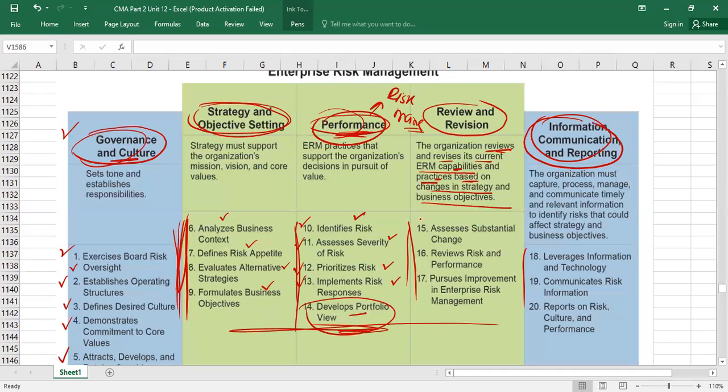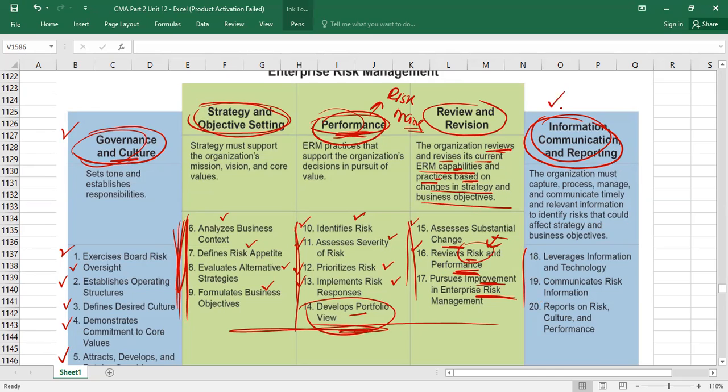So for that, we have three principles. First of all, assess substantial changes. Like what changes are there? For example, in COVID-19, most of the businesses shifted from shops to online business, right? So you have to assess what substantial changes are there. Then you need to review risk and performance, like which kind of new risk you are facing due to these changes. You also need to check whether your existing ERM is responding to those risks or not. And then third, if your existing ERM is not responding to those risks, then you need to bring some improvements in your risk management. These are the three principles under review and revision.